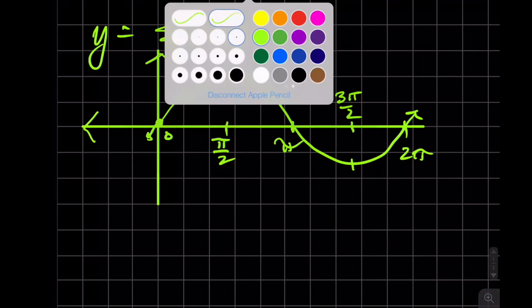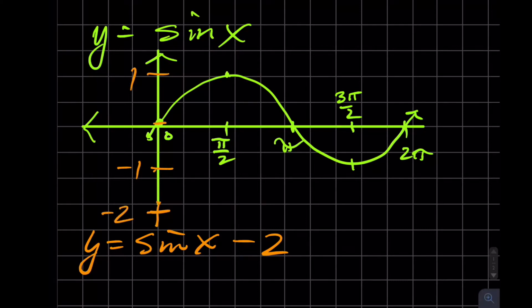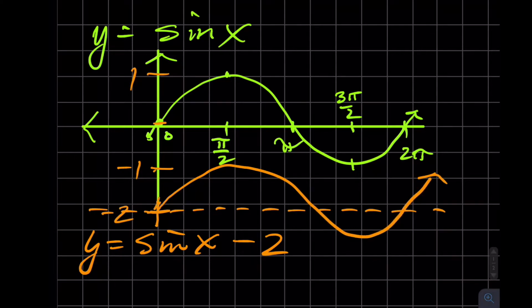If I had the function, we'll change colors, y equals sine x minus 2, and this is at 1 and this is at negative 1, I would have the exact same function except it's shifted down 2 units. So instead of being at 0 here, it's now at negative 2. And so I can draw a new midline and draw a new function that horizontally nothing's changed.